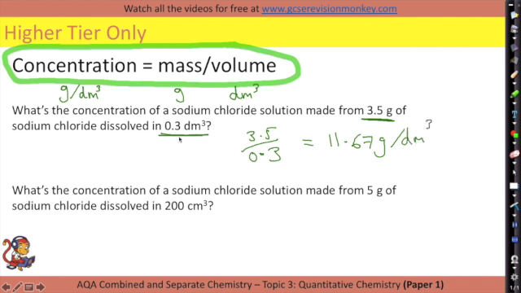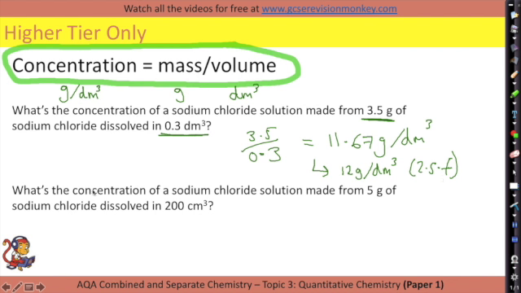They may well in the question ask you to write that to a particular significant figures. For example, if it says give your answer to 2 significant figures, that would be 12 grams per decimeters cubed to two significant figures. So do look carefully for what they ask you to write down the answer in.